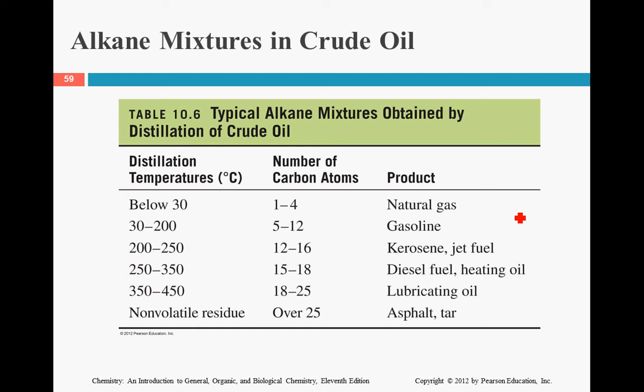So the number of carbons increases as we go down this chart. Also, the temperature then increases. So as the number of carbons goes up, the temperature it takes to boil them goes up.